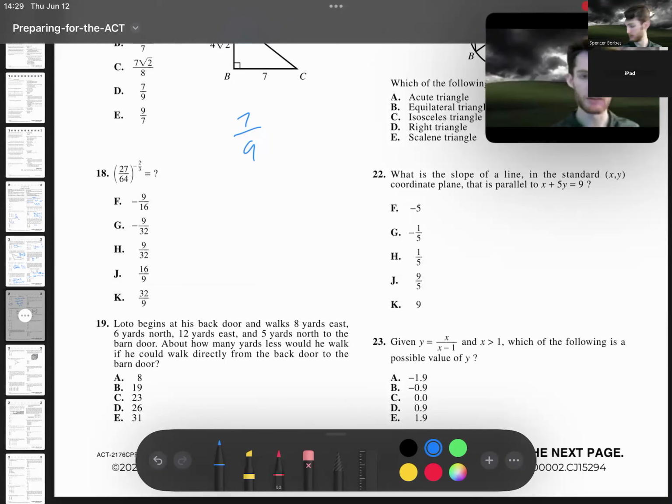I mean, this is really easy to put in my calculator. You know, let's just do it by hand. I can do that. I have time. All right.